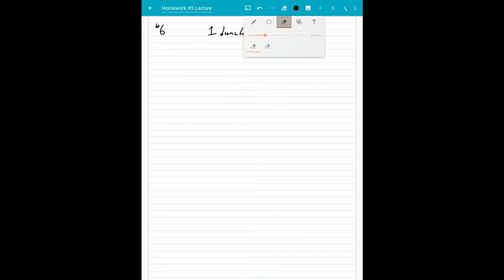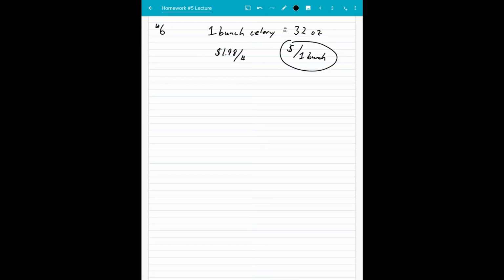It's funny, it almost looks like lunch. This is a bunch. One bunch of celery equals 32 ounces. It says the celery costs $1.98 per pound. A bunch of celery costs, one bunch costs what? Or we can set it up the other way. We could say question mark dollars per one bunch. That's what we need to find. So we need to find what is the cost right here per one bunch. That's our goal. So since that's our goal, set it up like that.